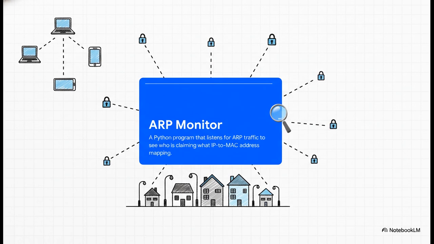So what is this thing we're building? It's an ARP monitor. Honestly, the best way to think about it is like a little neighborhood watch for your network. It just sits there, quietly listening to this one specific type of traffic, ARP traffic, and it keeps a log of which device is using which IP address. It's super useful for troubleshooting, but it's even better for security.